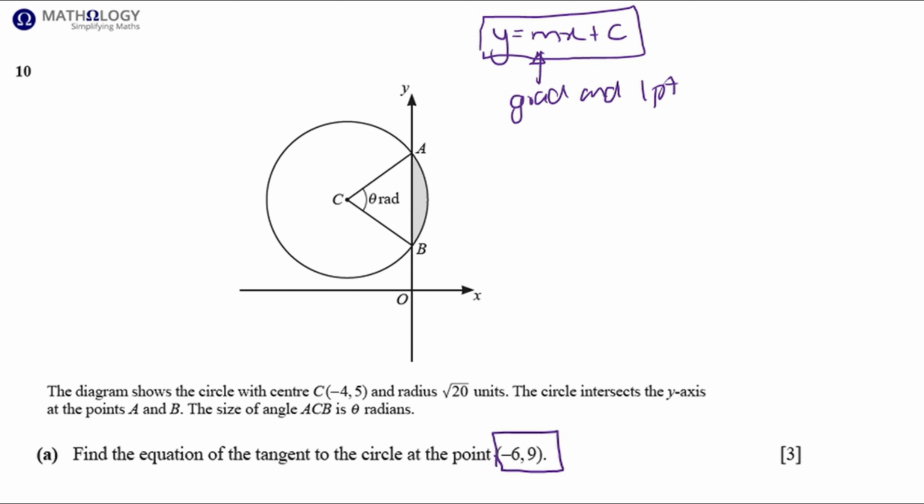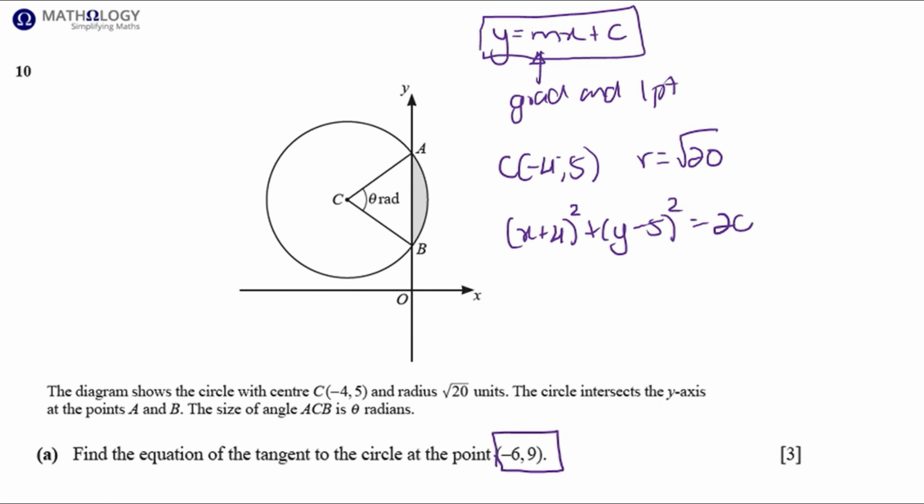To find the gradient of the tangent, we are first going to need to establish the equation of the circle. So the center is (minus 4, 5), and the radius is root 20 units. So the equation of the circle is (x plus 4) all squared plus (y minus 5) all squared equals 20.